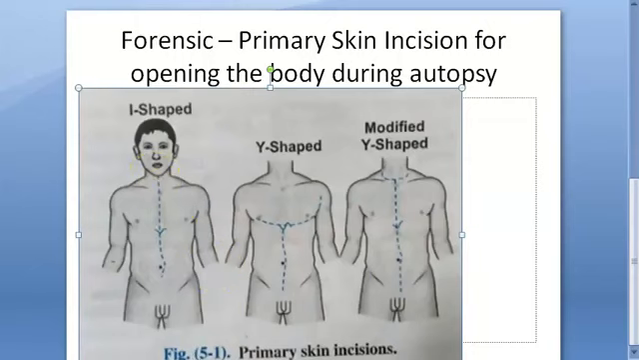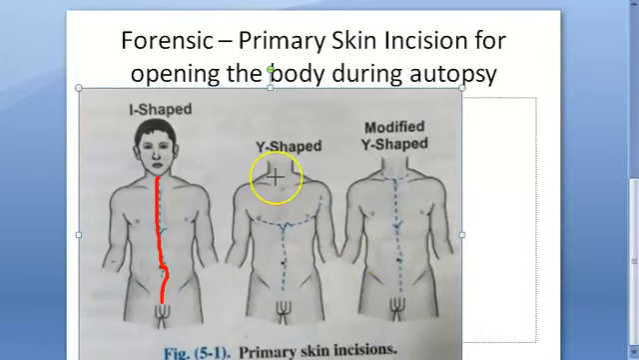But here, basically what you have to remember, I from the chin, right? From the chin, then through the neck, then they cut like this, till the pubic symphysis. This is I. This is a commonly used incision. It is simple and it is convenient. That's what they are saying.